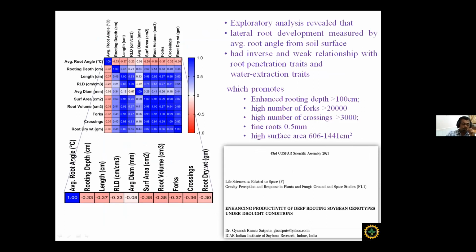As you can see here, this is root angle, and with the rest of the traits there is a negative relationship. That means the smaller the root angle from the soil surface, the more the rooting depth, the more the root length, the more the root length density. So likewise, all these traits are well associated, which promotes enhanced rooting depth, high number of forks, high number of crossings, fine roots, and high surface area.